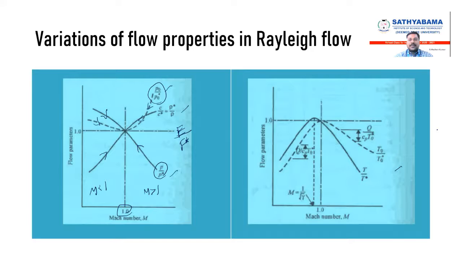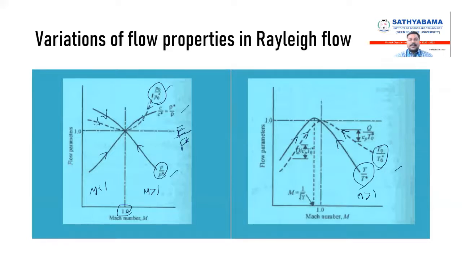On your right hand side, you have the total temperature and the temperature. So we have pressure, density, and velocity on the left hand side, and on the right hand side, we have the temperature ratio. When we talk about the temperature ratio, the temperature is going to increase in the subsonic region. And in the supersonic region, M greater than 1, we also have increasing temperature.